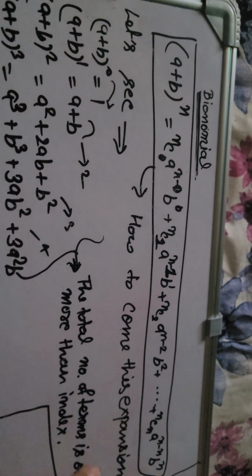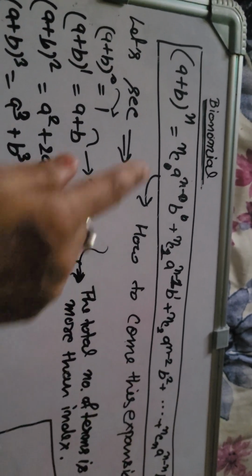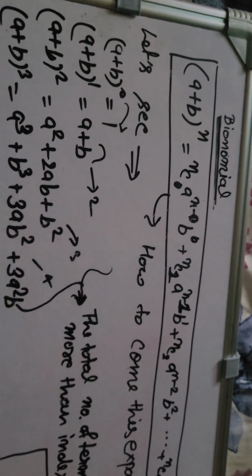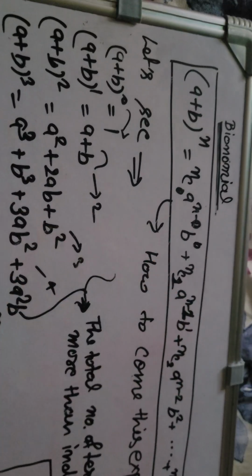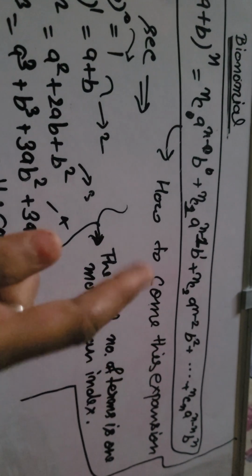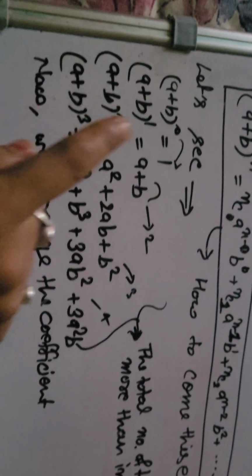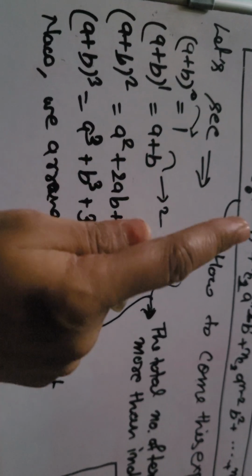Now we see in this expansion the power of a is decreasing and the power of b is increasing. How does this expansion come? Let's see. (a + b) to the power 0 is equal to 1.